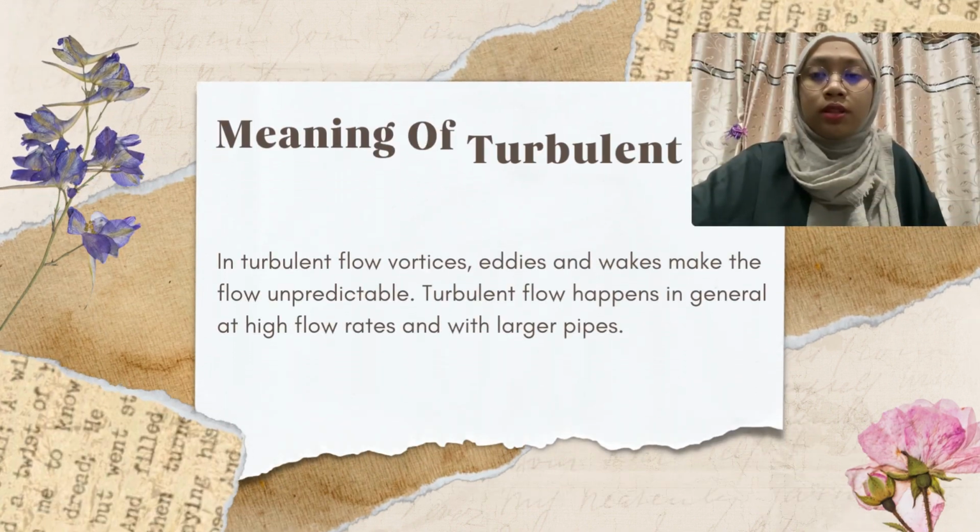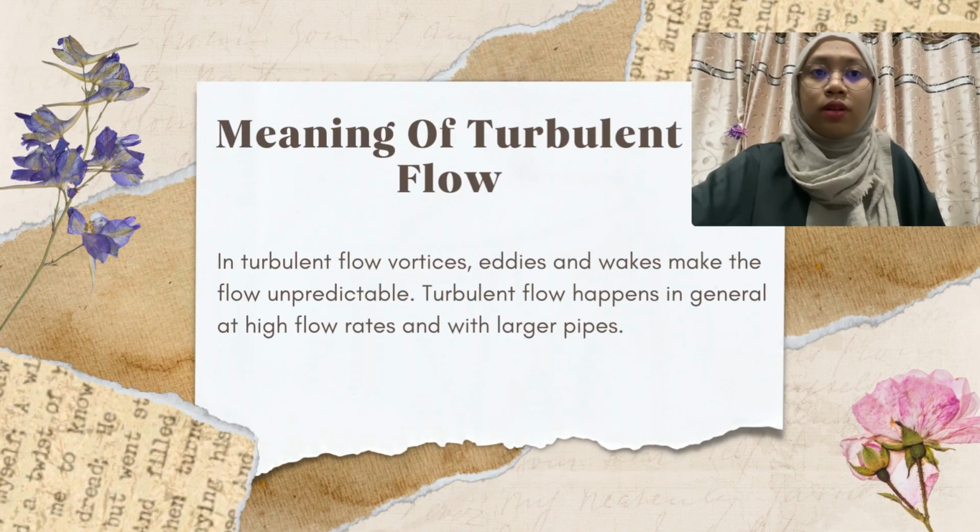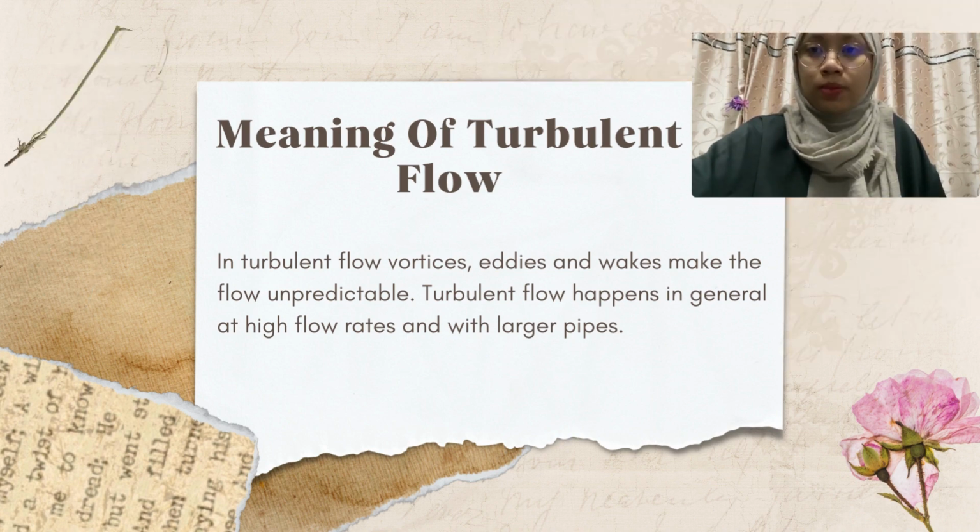Meaning of turbulent flow. In turbulent flow, vortices, eddies, and wakes make the flow unpredictable. Turbulent flow happens in general at high flow rates and with large pipes.